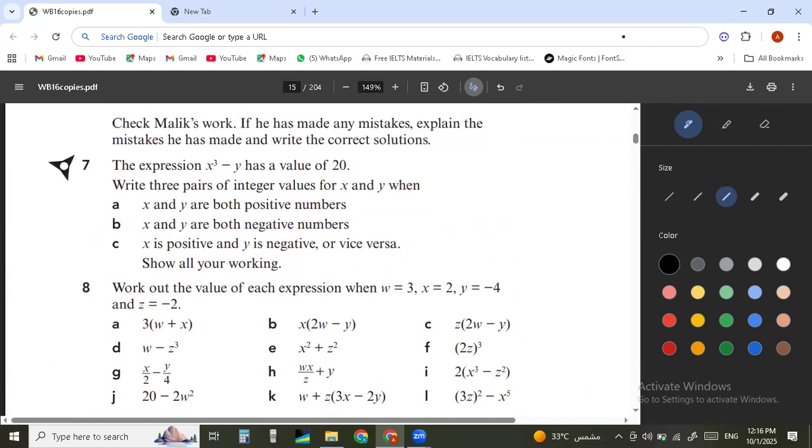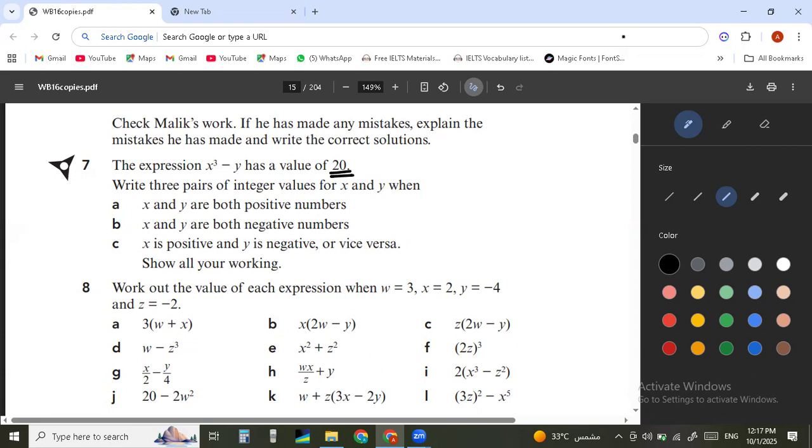Next, here the expression x cubed minus y has a value of 20. Write 3 pairs of integer values for x and y when x and y are both positive. So you're supposed to do here when x is positive and y is positive. What are the possible values of x and y that give me at the end 20?